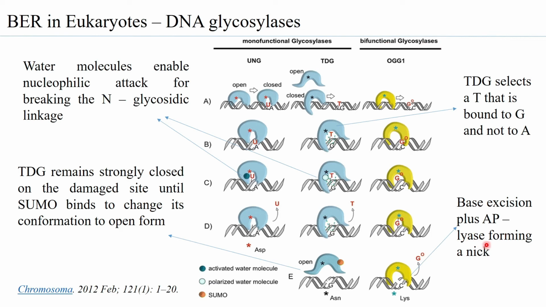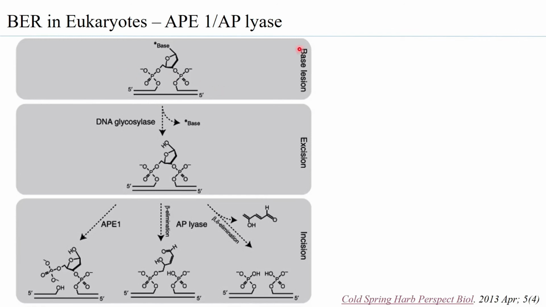Now we go forward: after the job of the DNA glycosylase is done, what happens next? So let's consider that this is the base which has either oxidation or alkylation or deamination. So this is the base that has been damaged. So it's the base lesion, and then DNA glycosylase removes the base. Okay. So after it removes the base, you have an abasic site.